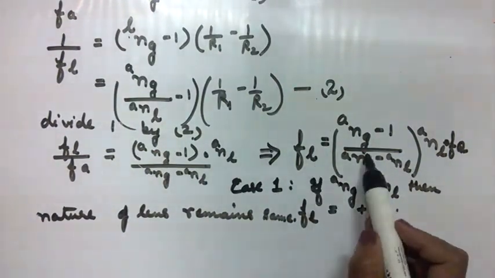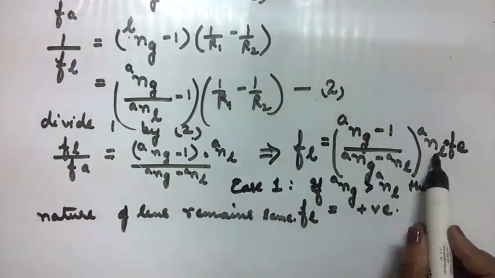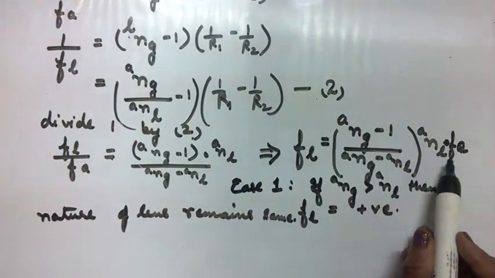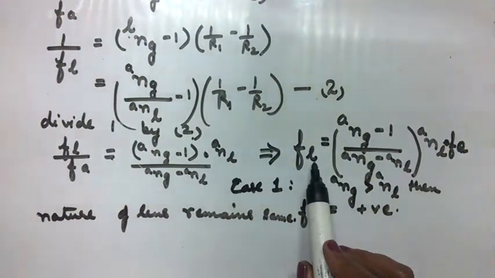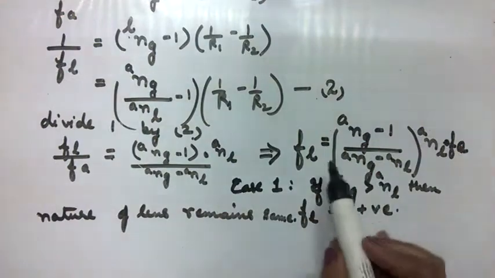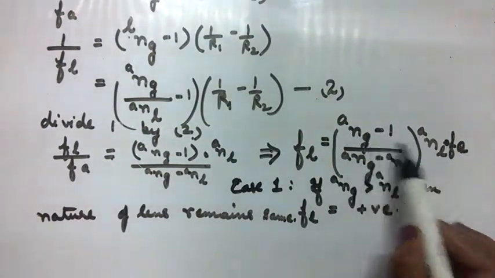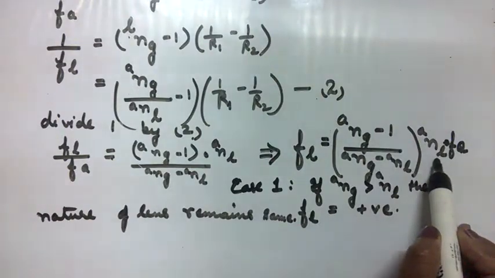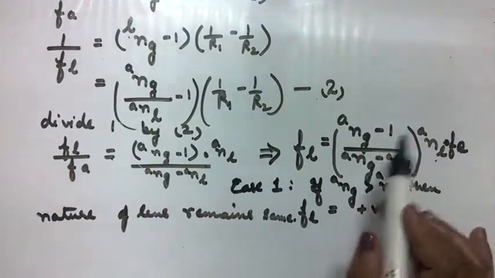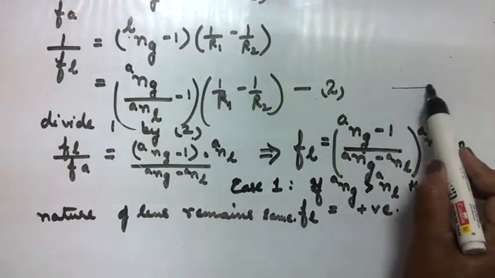Consider case number 2, in which the refractive index of glass is less than the refractive index of liquid. In that case, the convex lens behaves as a concave lens. And in the third case, when the refractive index of glass is equal to the refractive index of liquid, in that case, the lens will behave like a plane sheet and it is not visible in the liquid.